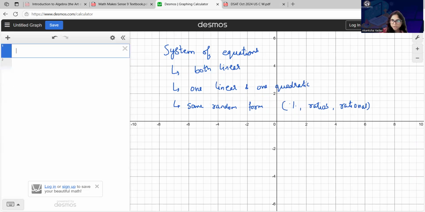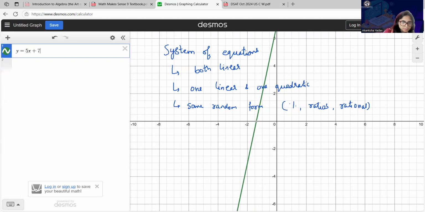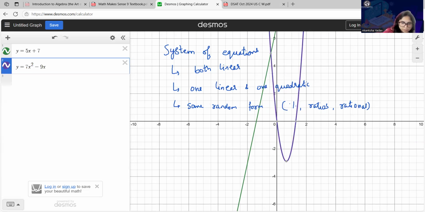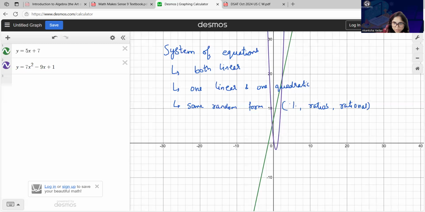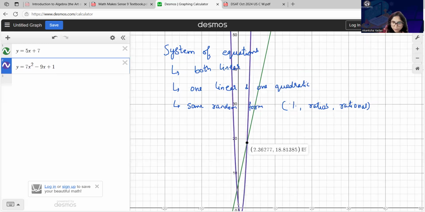For one linear, one quadratic, you do the same thing. So if you can see, there are two solutions. This is one of the X values, this is another X value. And I'll just shift it so that you can see both the points. These are 2 points, and you don't have to do anything. They will directly give you the coordinates. You just have to look for the coordinates. It's 2.36277, negative 0.36277.